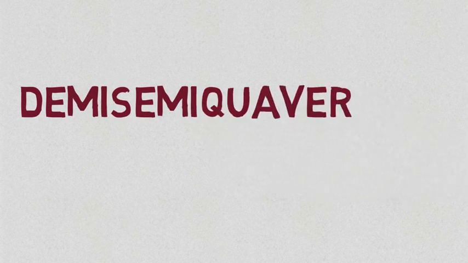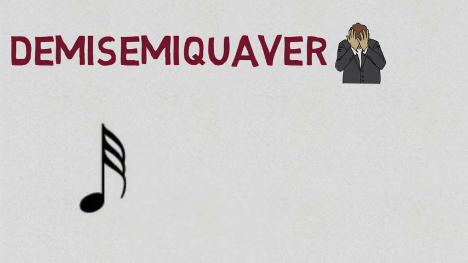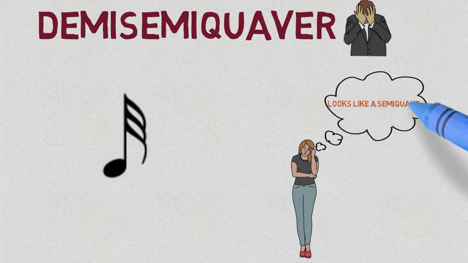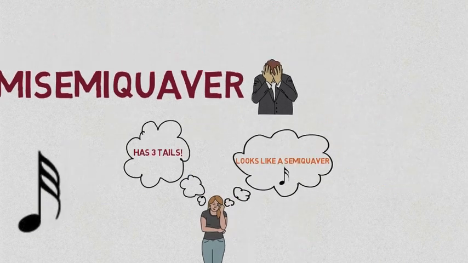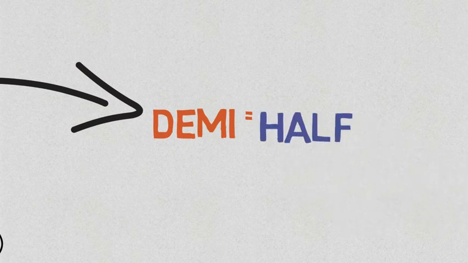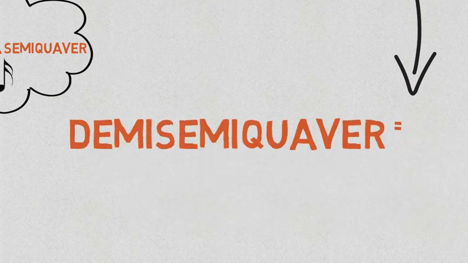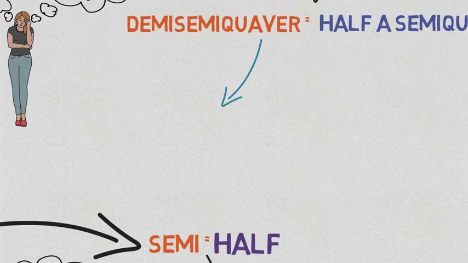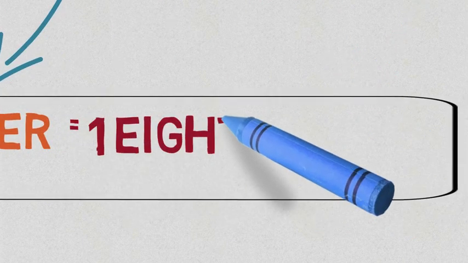And what about the demi-semiquaver? If you're feeling like this, don't worry, it does get better. This is a demi-semiquaver. And now you might be thinking to yourself, this looks like a semiquaver, except it has 3 tails. And again, this is correct. But how long does it last? Well, demi also means half. And so, a demi-semiquaver is half of a semiquaver. If a semiquaver is worth a quarter of a beat, then a demi-semiquaver must be worth an eighth of a beat.